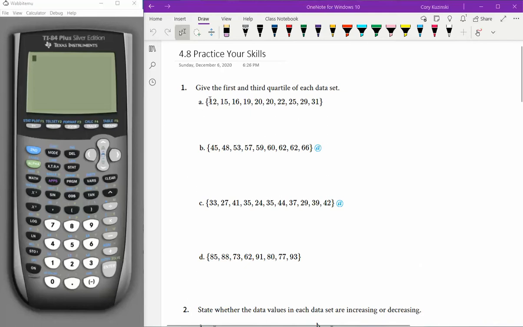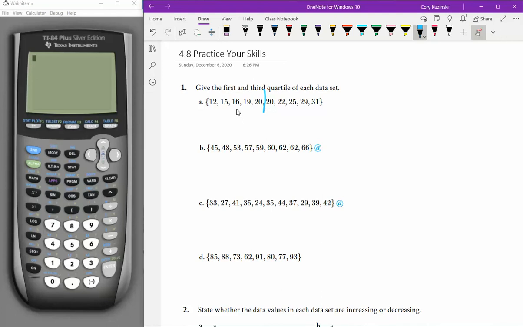Number one says give the first and third quartile of each data set. Well, this data set is listed in order from least to greatest, so I think we can do this by hand here. We got 1, 2, 3, 4, 5, 6, 7, 8, 9, 10 numbers. That means 5 numbers below, 5 numbers above, would be the median. So in this case, our median is the average of 20 and 20, which is 20.